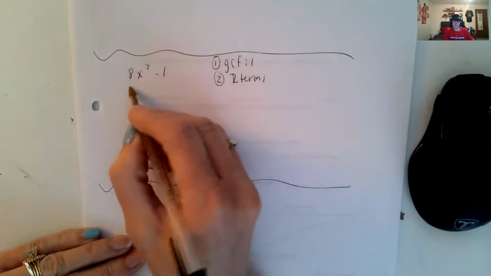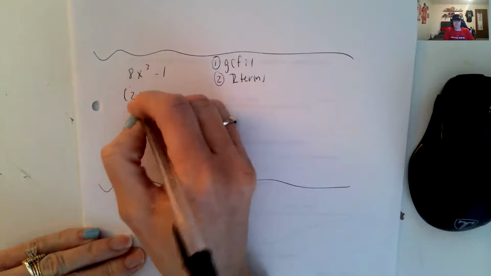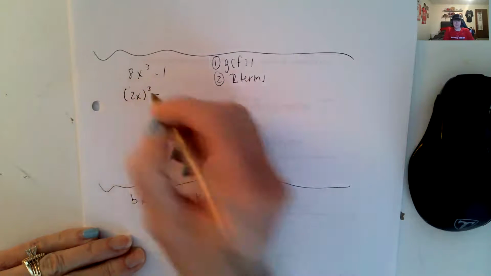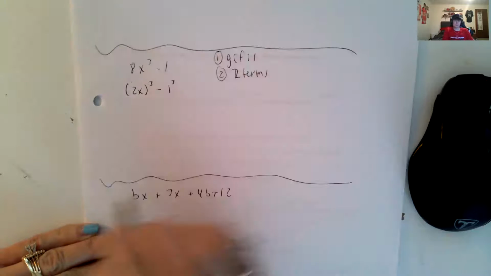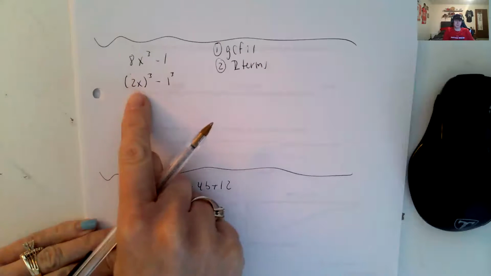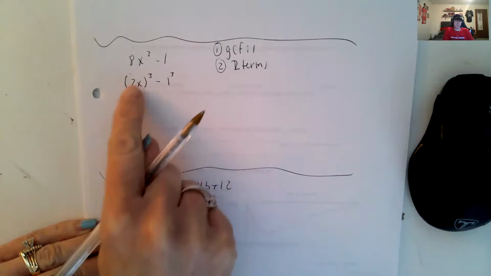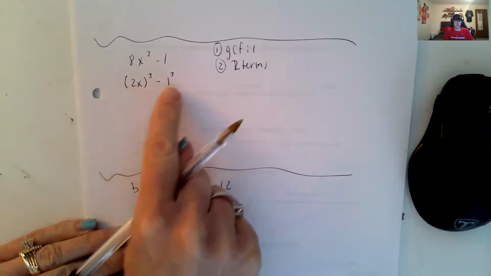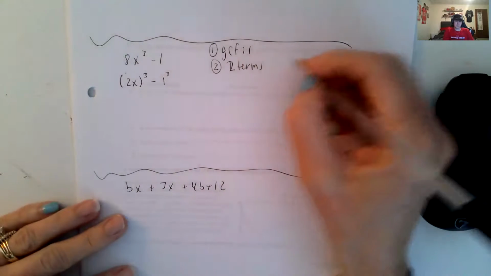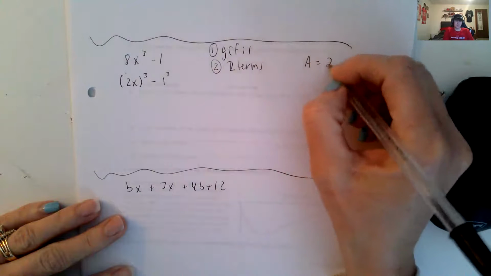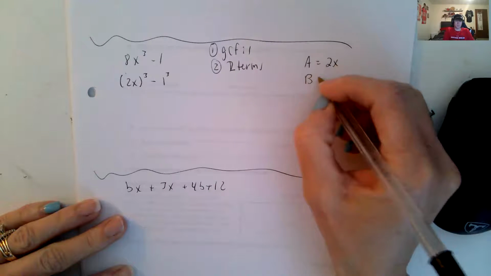So I know that this can be 2x, the whole thing cubed. And the great thing about 1 is 1 cubed is just 1. So now I have my recipe set up. I have something cubed minus something cubed. So my first something in my pattern, I'm going to call that A, will be the 2x, and the B will be the 1.